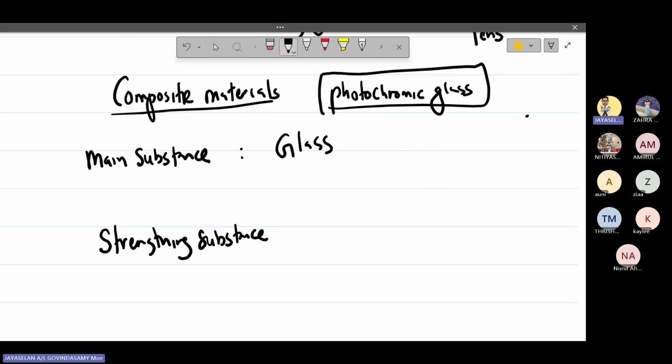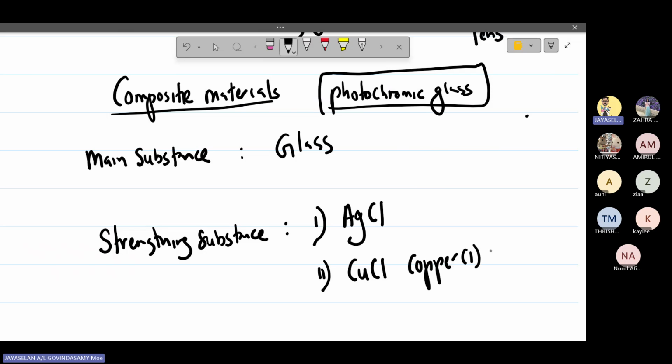Main substance is glass. What is the strengthening substance? Number 1, silver chloride. Number 2, CuCl. What is CuCl? Copper 1 chloride. Main substance is glass. Strengthening substances are silver chloride and copper 1 chloride. It will be darkened during daytime, brighter during nighttime. Got it?